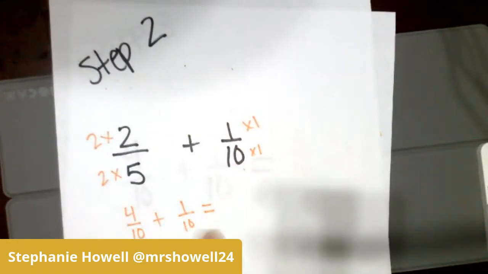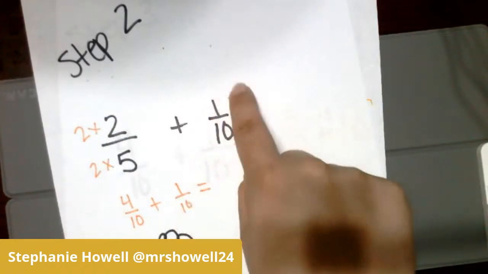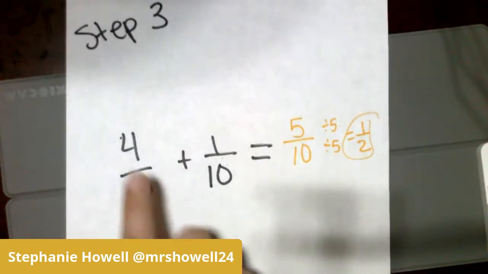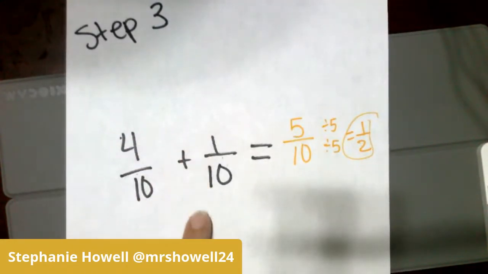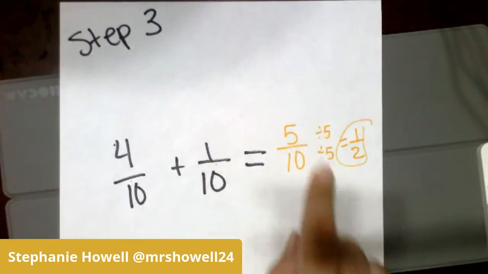And so the next step is we are going to take 10 and make that the denominators. And so to do that, we did 2 times 5 is 10. 2 times 2 is 4. 10 times 1 is 10. 1 times 1 is 1. Now I'm going to add them right across, and I've got 4/10 plus 1/10. 4 plus 1 is 5/10, and I can divide this by 5 to get a fraction of 1/2.